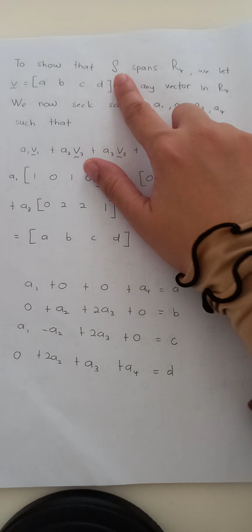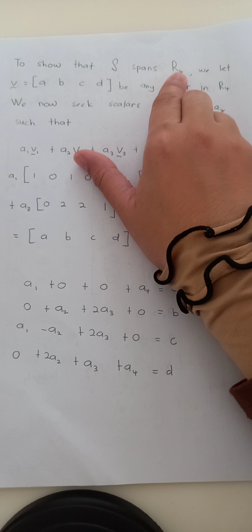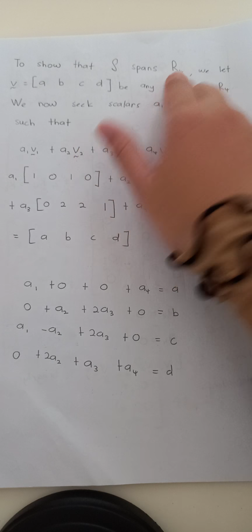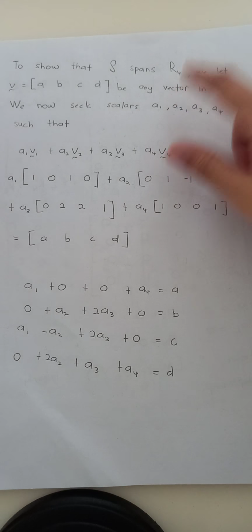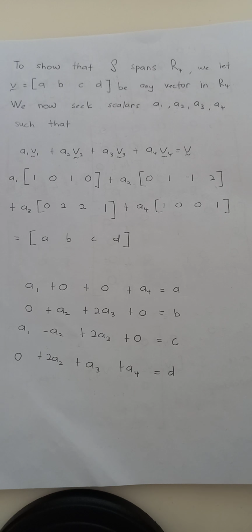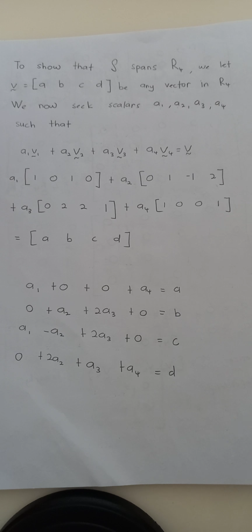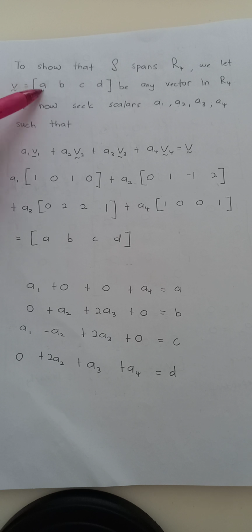Okay, so we must make sure that S spans R4. So dalam vector space ni bentuk dia dalam R4. Maksudnya 4D space. Okay, dalam bentuk 4D space, dalam contoh soalan ni lah. Okay, so nak tahu dia span ke tak, so let's say V equals to A, B, C, D. Sebab kita tak tahu nilai dia apa. It can be 0, it can be 1, it can be 100, it can be negative 1, it can be 0.5. Okay, tapi kita tak tahu value dia apa. Soalan pun tak bagi tahu.